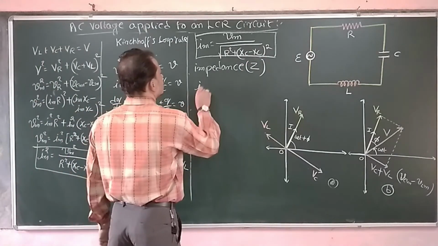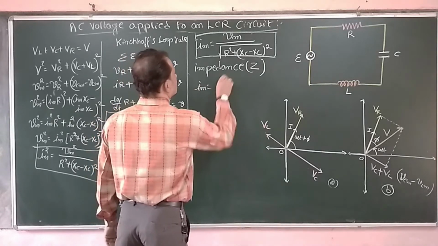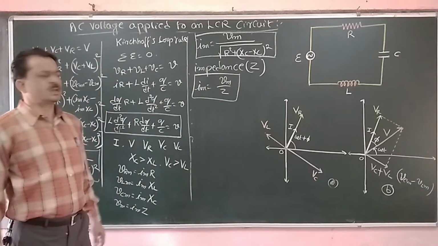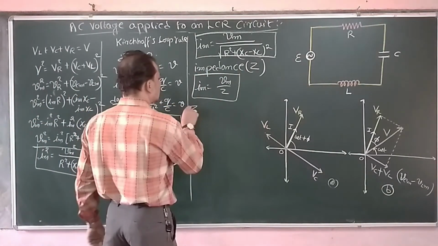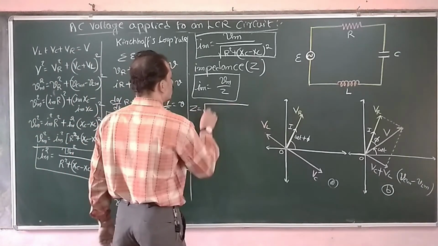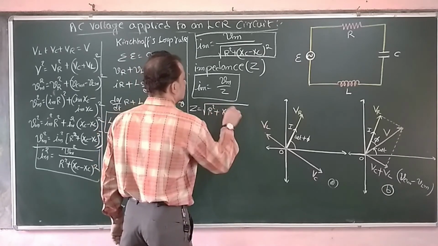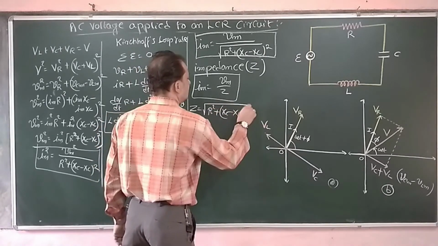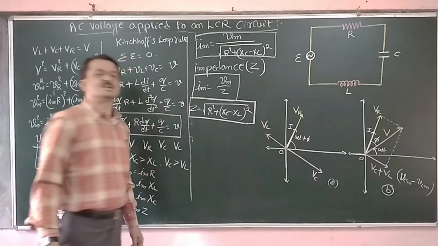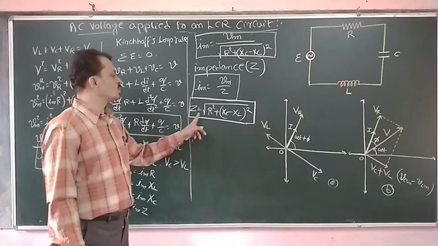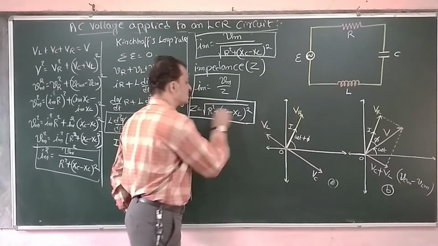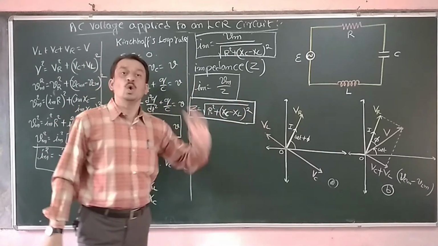So therefore that expression becomes Im is equal to Vm divided by Z. Therefore then what is Z? It is the impedance, and the expression for the impedance is given by Z is equal to square root of R square plus Xc minus XL whole square. Now this is the expression for the impedance in a series LCR circuit. You should remember this formula.